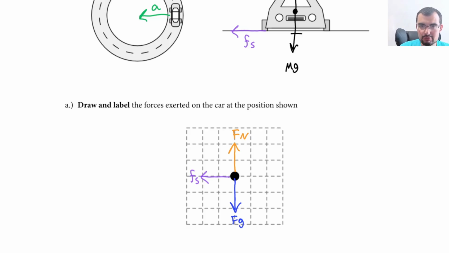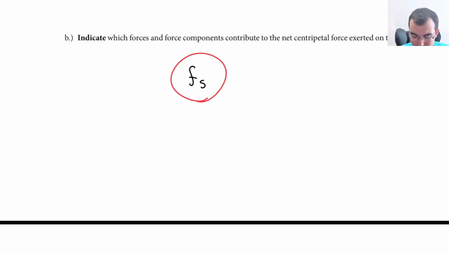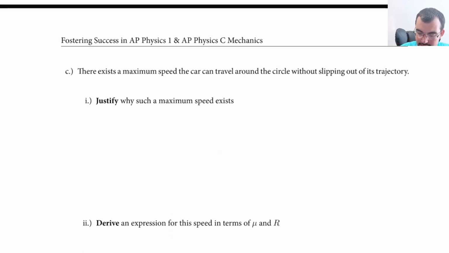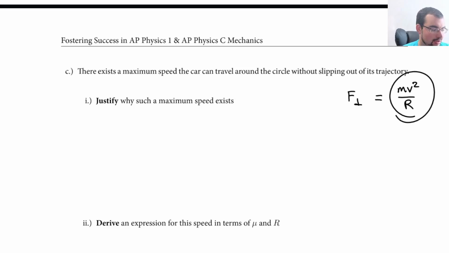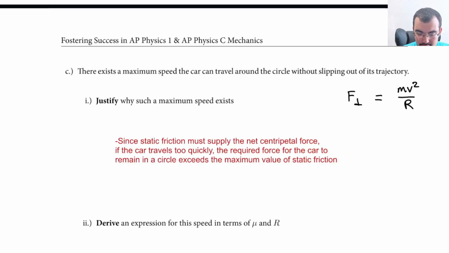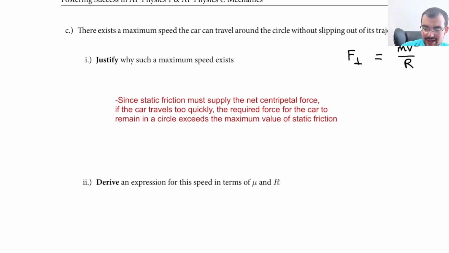So if the car is going really, really fast, and we do know that the perpendicular net force is mv squared over r. So if you go faster and faster, the force required to keep you in that circle is going up and up. And eventually static friction can't do it because static friction has a max value. So if the car travels too quickly, the required centripetal force that would keep you in the circle is larger than Fs max. So the car would not continue going in the circle and it would begin to slip.